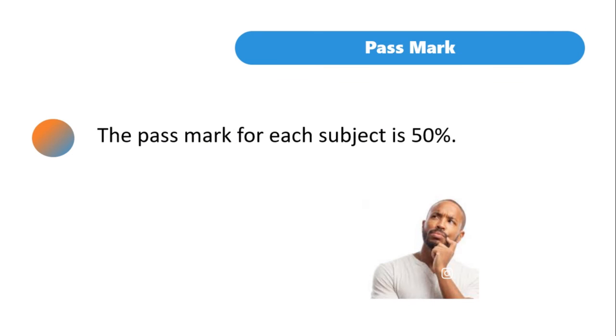Now, the issues of the pass mark, again, we have been having questions about what is the pass mark, how much should I score in each paper for the institute to give me a pass. So the pass mark has been set at 50%. With 50%, you shall be said to have passed the paper.